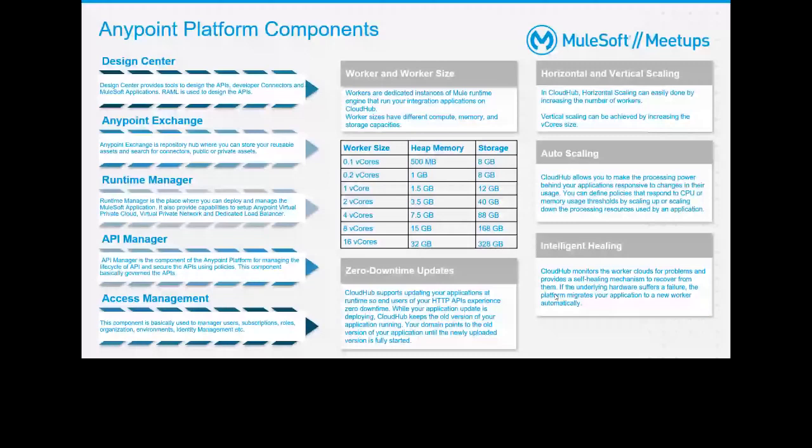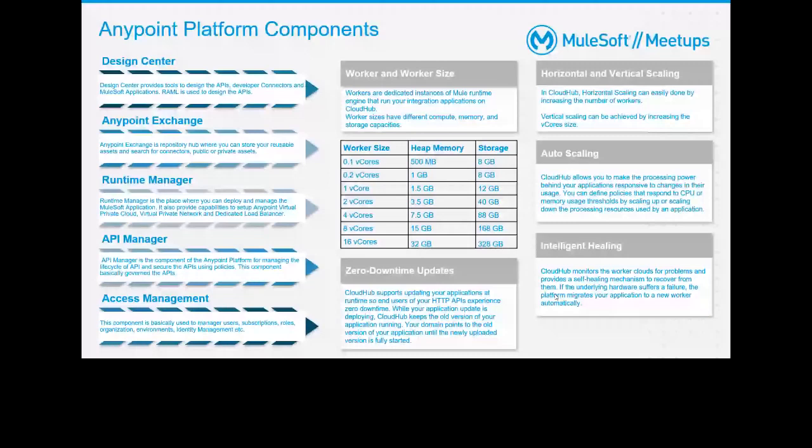Then comes Runtime Manager. Runtime Manager is the place where you can deploy your application and manage the life cycle of your application. If you want to check the logs of your application, you make use of Runtime Manager. If you want to deploy your application, you can deploy it in Runtime Manager. Apart from that, you can create alerts, Anypoint Virtual Private Cloud, dedicated load balancer, and virtual private network in Runtime Manager.